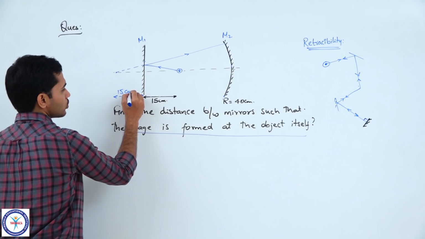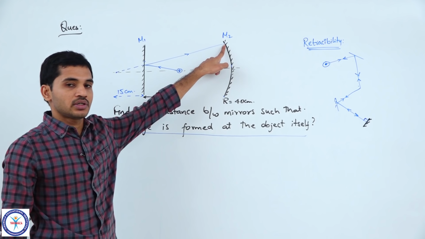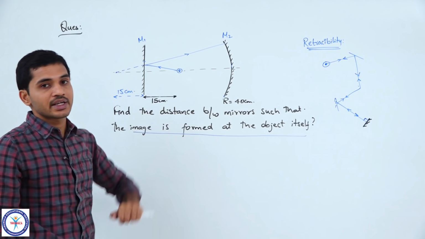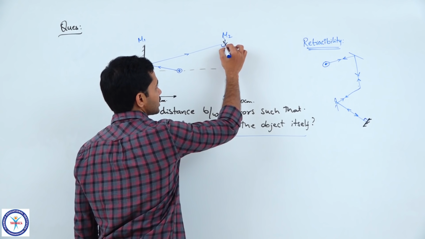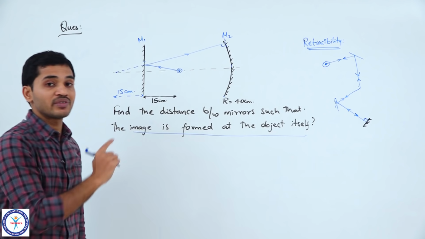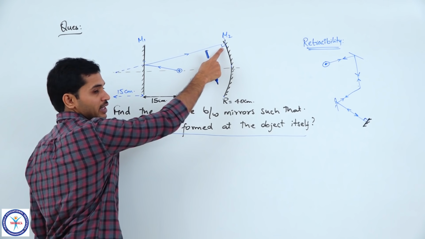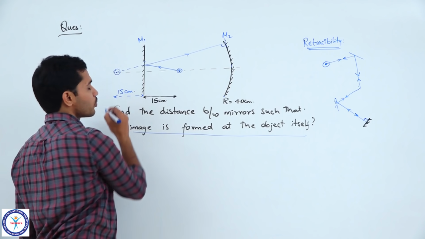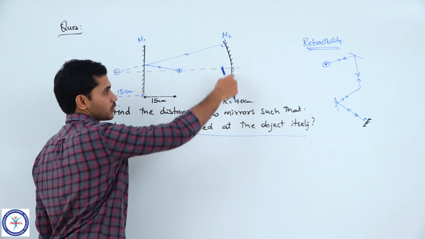Now, think about if retracing has to happen here, if the light ray has to turn back in the same direction here, when will that happen? We know that it will happen if here it strikes perpendicularly. Now, when will it strike perpendicularly? This light ray will strike perpendicularly if this light ray appears to come from a point which is the center of curvature of this mirror.